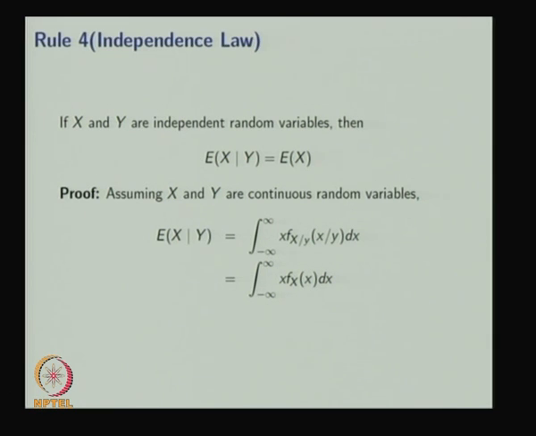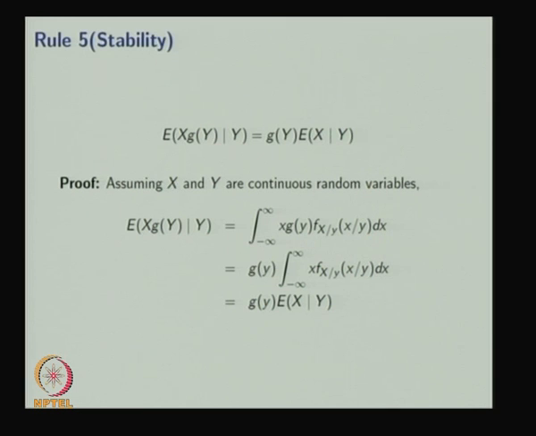The next rule is stability. Suppose you have the function g, and g of y is also going to be a random variable, that means g is a Borel measurable function. So the expectation of x times g of y given y is the same as g of y taken out, g of y times the conditional expectation of x given y. That means later we are going to use the property called "known is out".